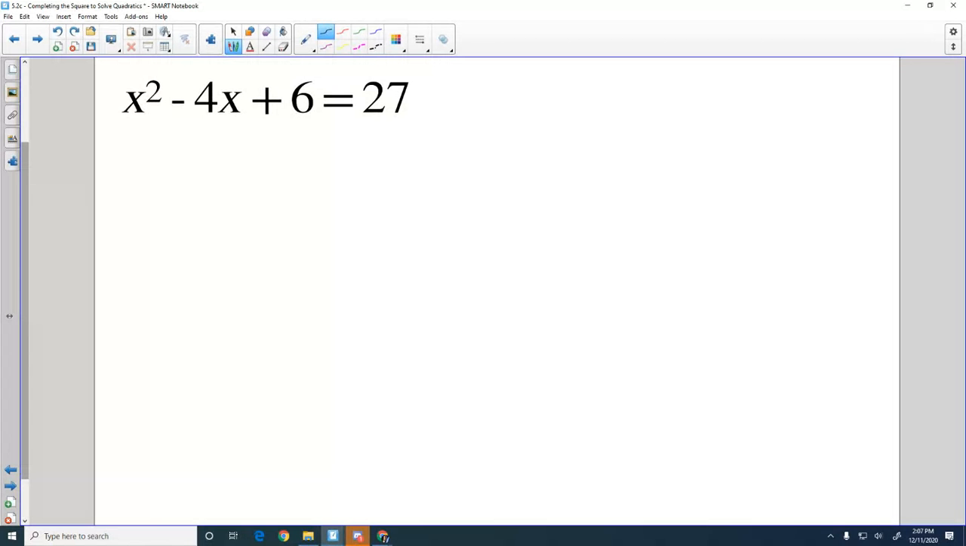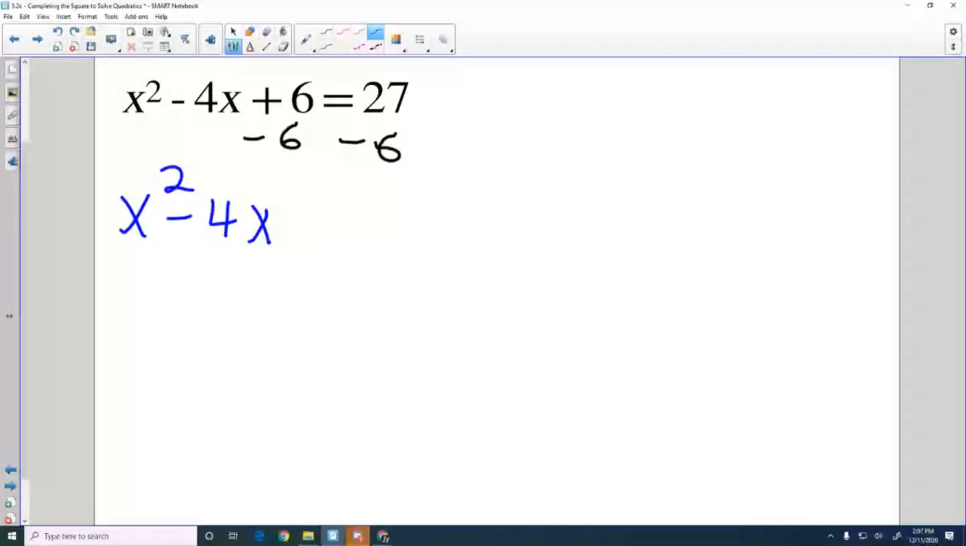So here's a regular equation, and we are just going to solve it by completing the square. We want to move all the constants to the opposite side. All I want is the x squared and the x on one side by itself. So let's start by subtracting 6 from both sides. That gives us x squared minus 4x equals 21.